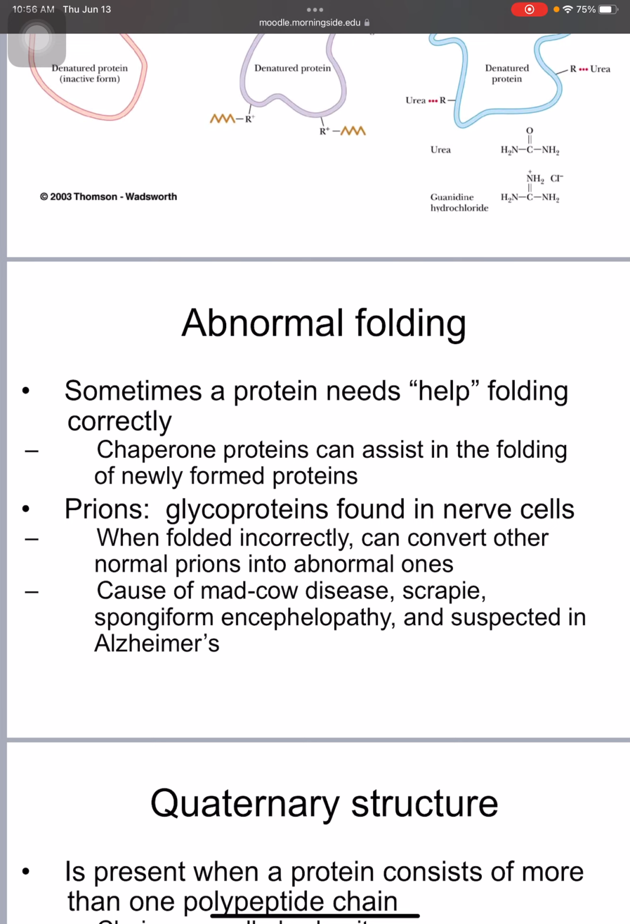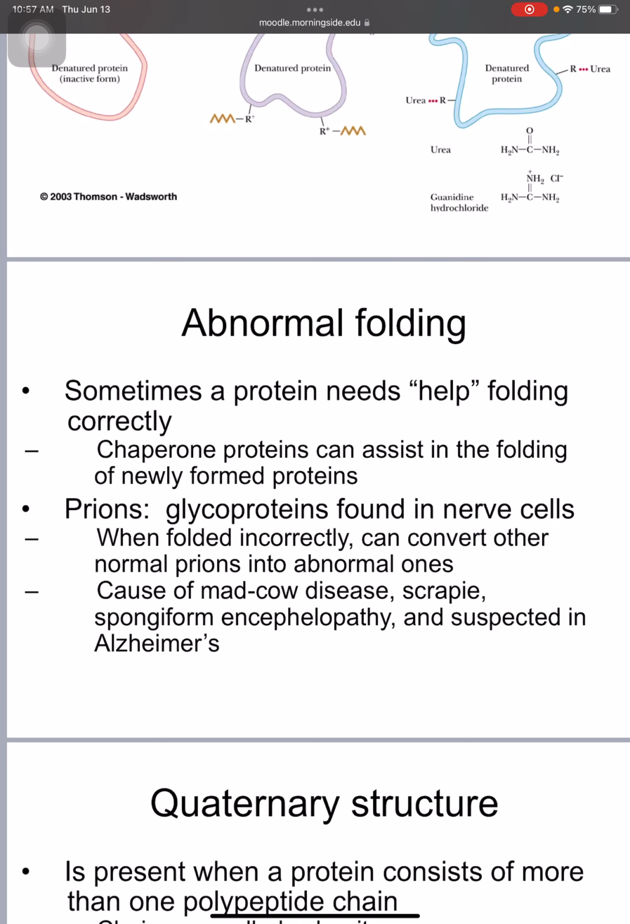But there are a class of proteins called prions. These are nervous cell proteins. They're found in the nervous system, a lot of them in the brain. They are glycoproteins that have a defined tertiary structure like a lot of the ones that we've already seen. These also belong to a class of proteins called chaperone proteins.